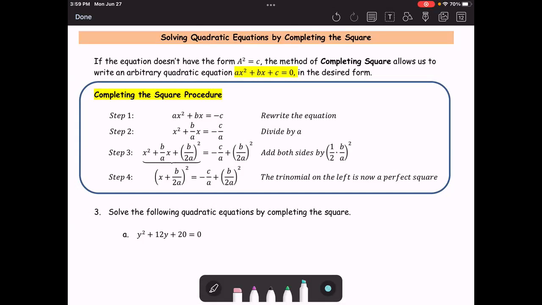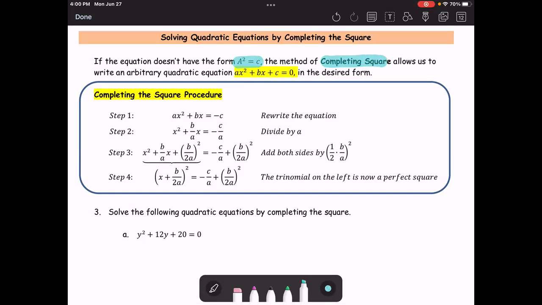Solving quadratic equations by completing the square. If the equation doesn't have the form a squared equals c, the method of completing the square allows us to write an arbitrary quadratic equation ax squared plus bx plus c equals 0 in the desired form.